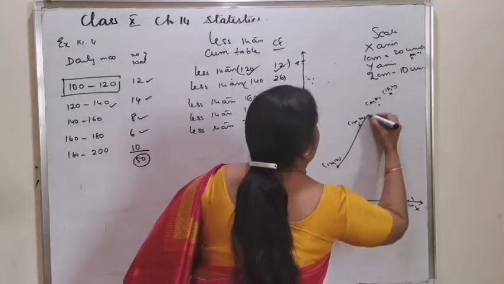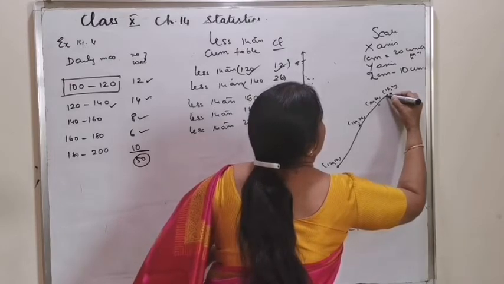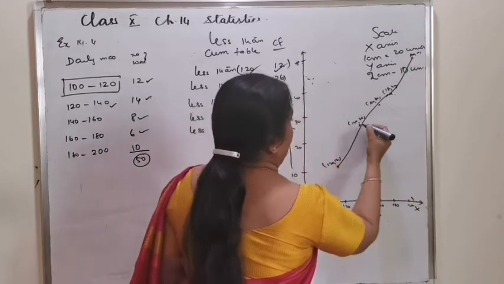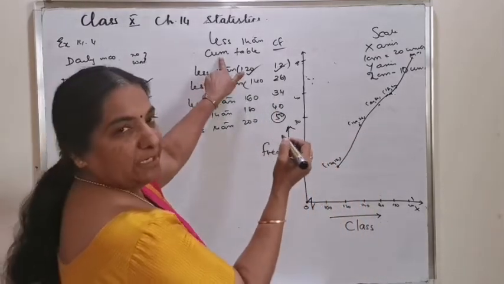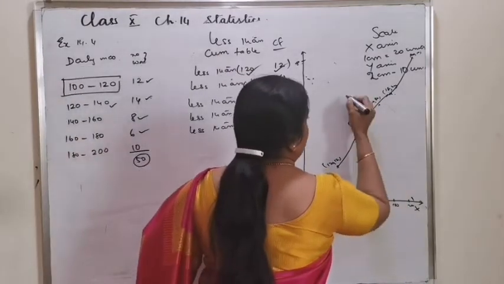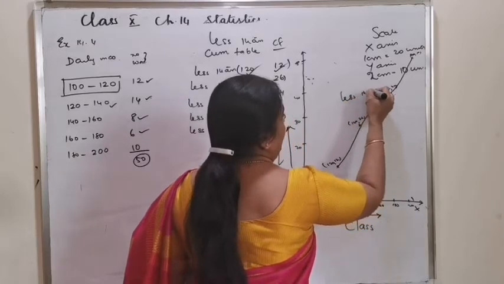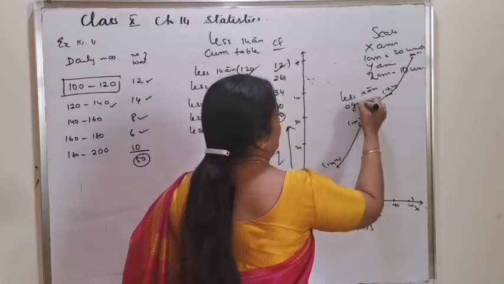You will not use the scale; it will be a freehand curve. The points are plotted here. From the less than cumulative table, you form a less than ogive. It is a less than ogive.